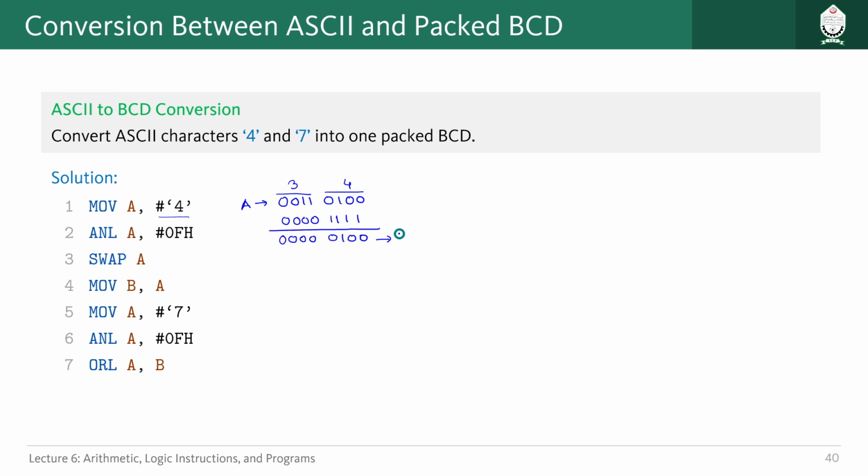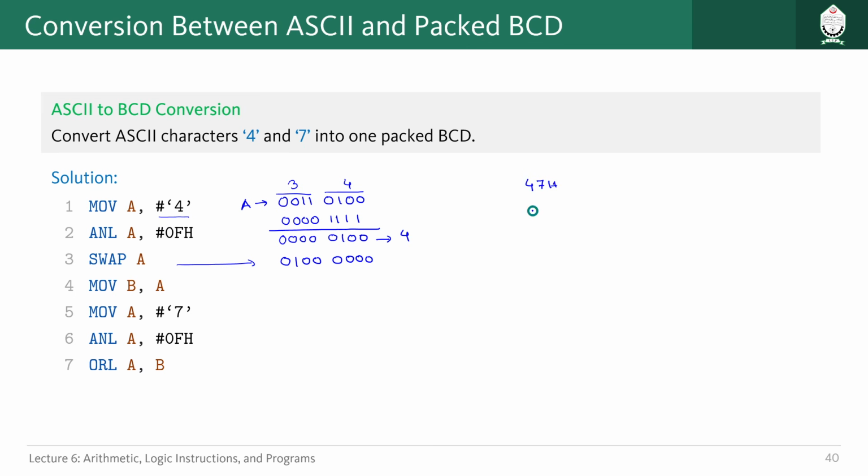Basically this is the unpacked BCD representation of 4, which is what we want, right? Now we have actually swapped the values of A here. So this value is swapped because basically we want to show 4 and 7 in one BCD or one 8-bit value, 47. So in that case, the result should be something like this.